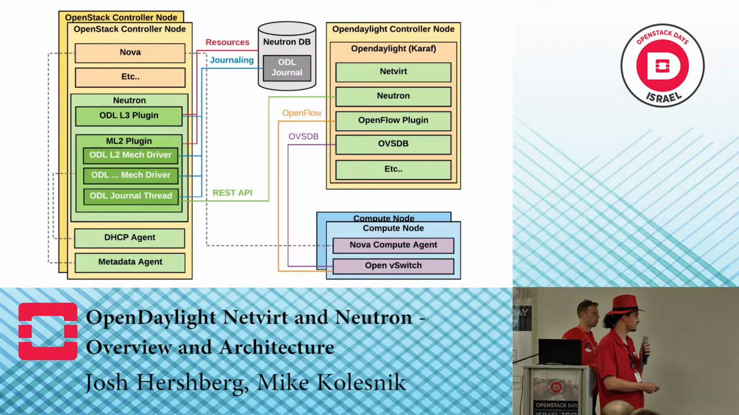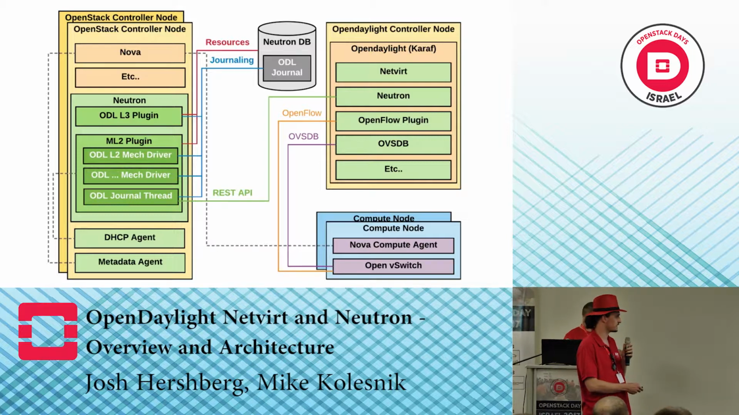And then if we look at what's happening from Neutron in terms of database writes and reads, the plugins write the resources to the Neutron DB. And we said we have some journaling part. So each plugin writes the journal entry. And there's an ODL journal thread. We'll see in a second how exactly it works. This runs and reads these journal entries and then calls the REST API over to OpenDaylight.